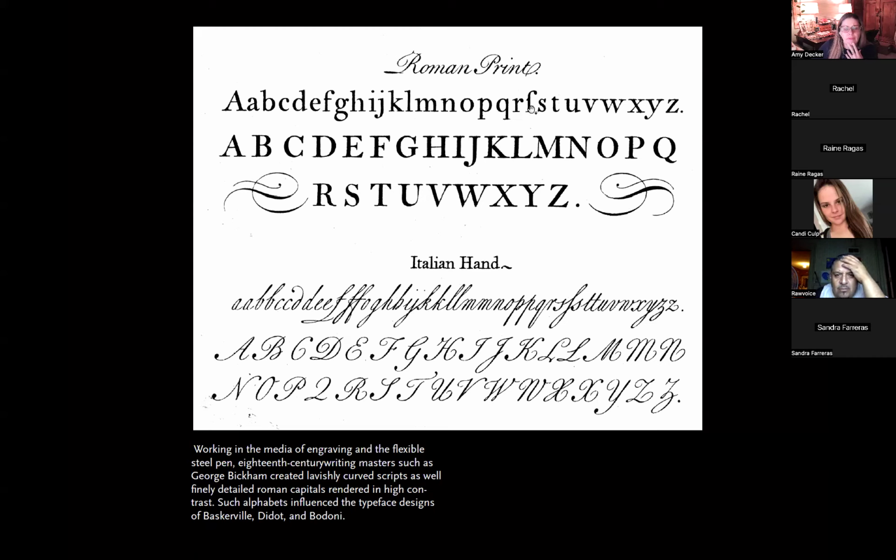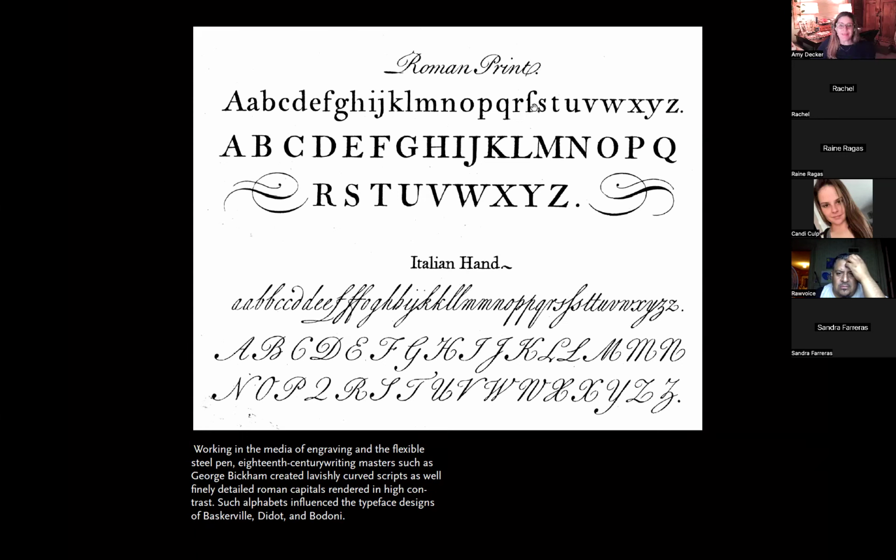What letter is between R and S? Roman print. Oh, I see it. There's an R and then there's an F and then an S. That's an F without a crossbar. That's not a ligature.